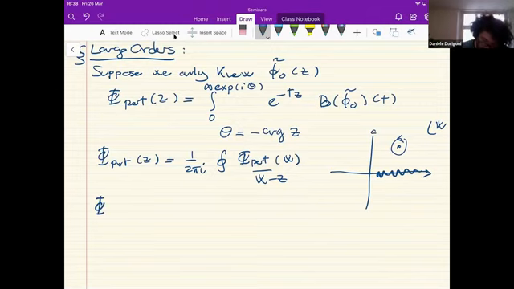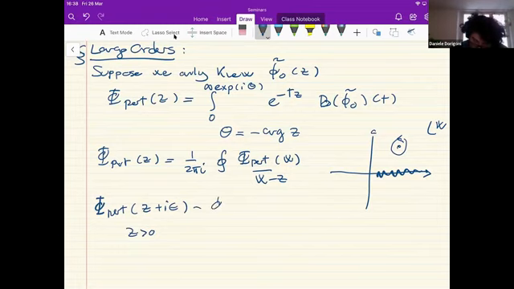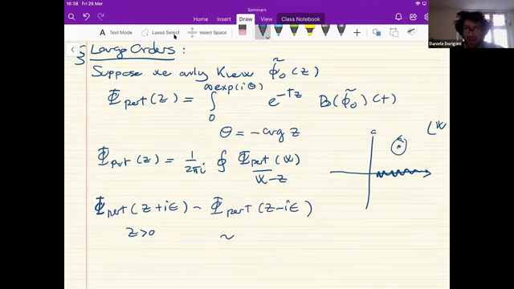Because if I take phi perturbative of z plus i epsilon, z bigger than 0, minus phi perturbative of z minus i epsilon, this is directly related. So in here I'm anti-correlating. You see, if I go slightly above, then the integral is slightly below. So this is s minus minus s plus. So we know that there is going to be a branch cut in this direction.